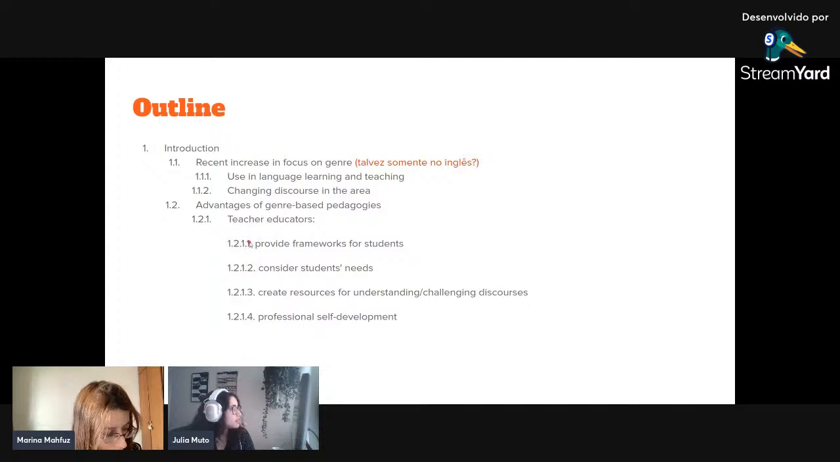You can see that it is fairly parallel, okay, because this is recent increase. This is a noun, increase, substantive, and advantages, also a noun, right? Here I'm using the word use as a noun, uso no ensino, right? Same thing. Discourse is the noun. Um discurso que está mudando. And then here we have provide a verb, consider a verb, create a verb. And then this one is not a verb. So we broke it here. Yeah, the parallelism.